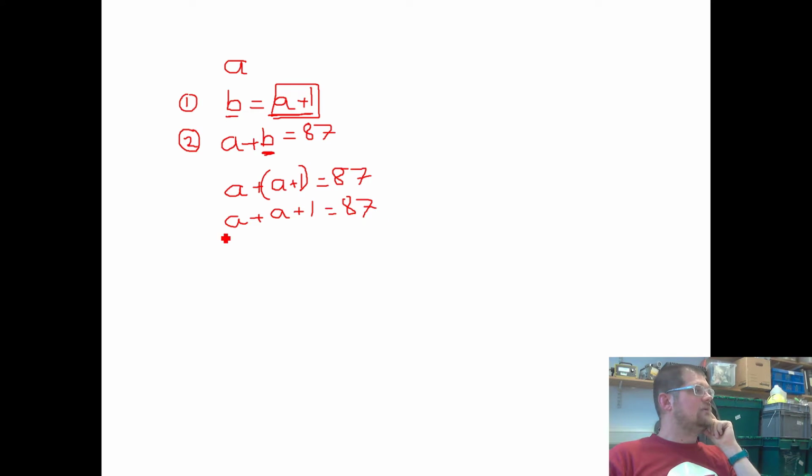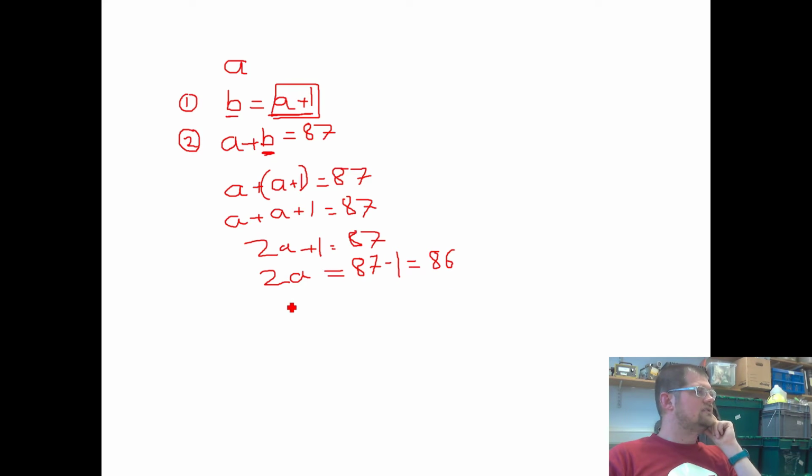Okay, we can then simplify that. A plus A is 2A, plus 1 is equal to 87. And then I'm just going to take 1 from both sides. So always doing the same thing to both sides. So 1 minus 1 is going to be 0, so that's going to go away. It's going to be 87 minus 1, which is equal to 86.